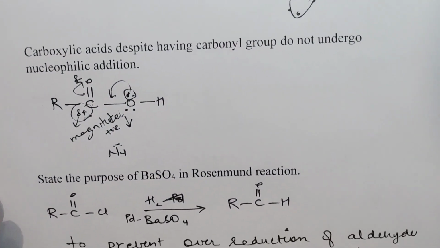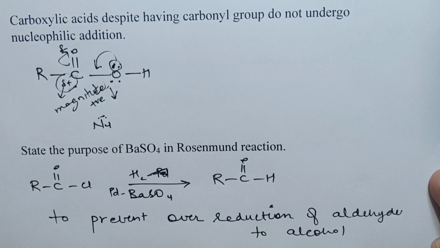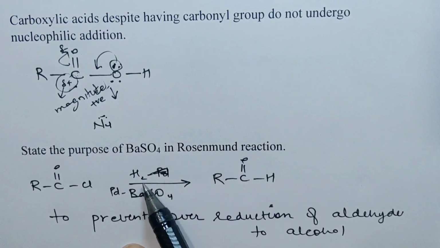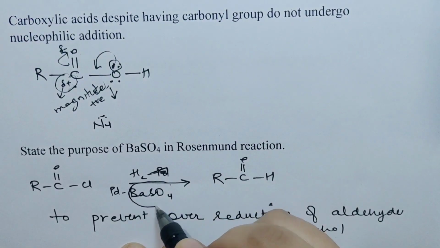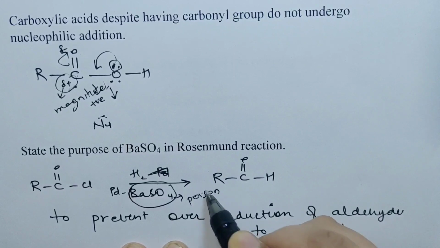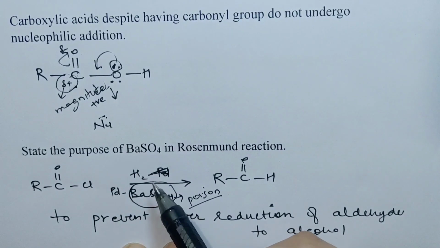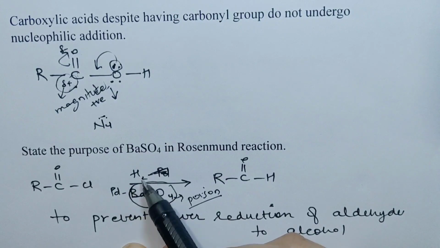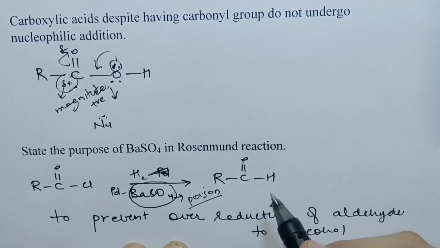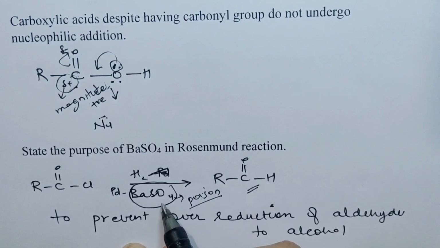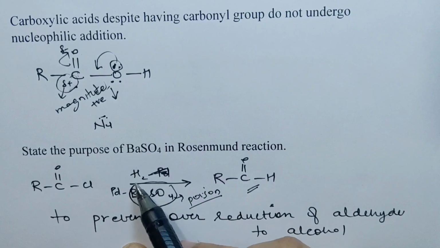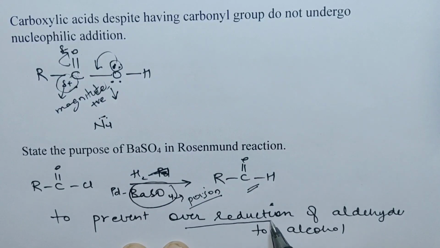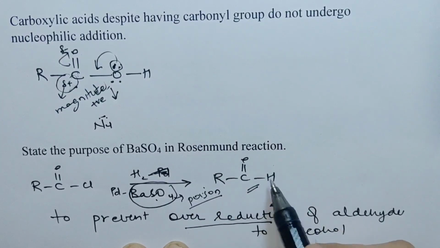Next question. State the purpose of barium sulfate in the Rosenmund reaction. This is the Rosenmund reaction, where hydrogen is passed over palladium BaSO4. Now, this acts as a poison, a toxin, to this reagent. Hydrogen with palladium is actually a very good reducing agent, but we want to stop the reaction at the aldehyde stage. That is why we need to poison the reagent. Barium sulfate decreases the effectiveness of this reducing agent and therefore prevents over-reduction.